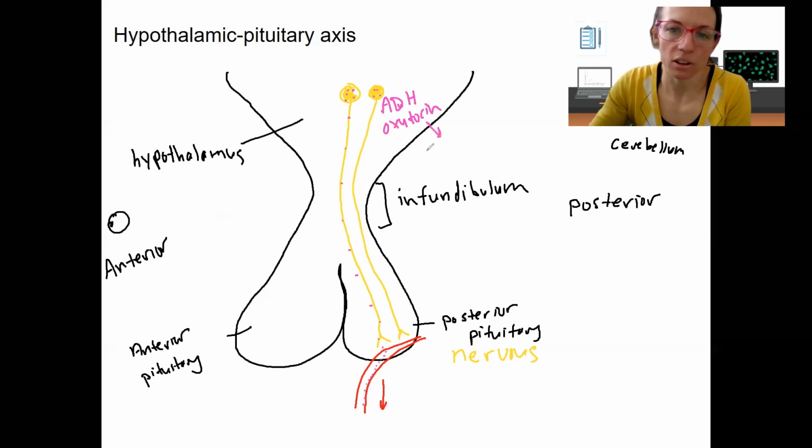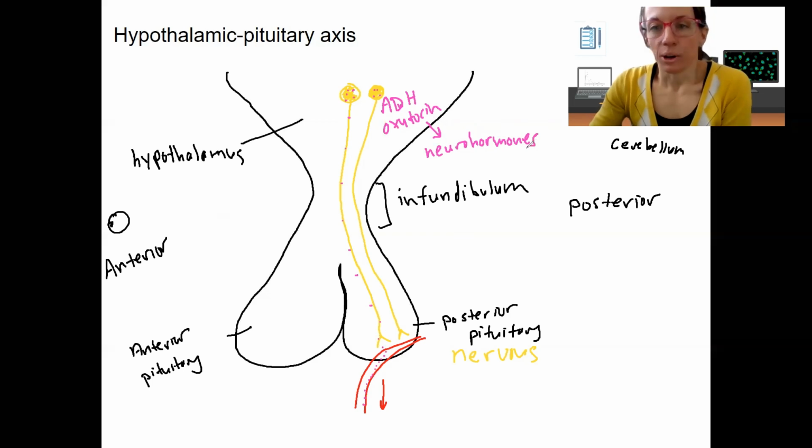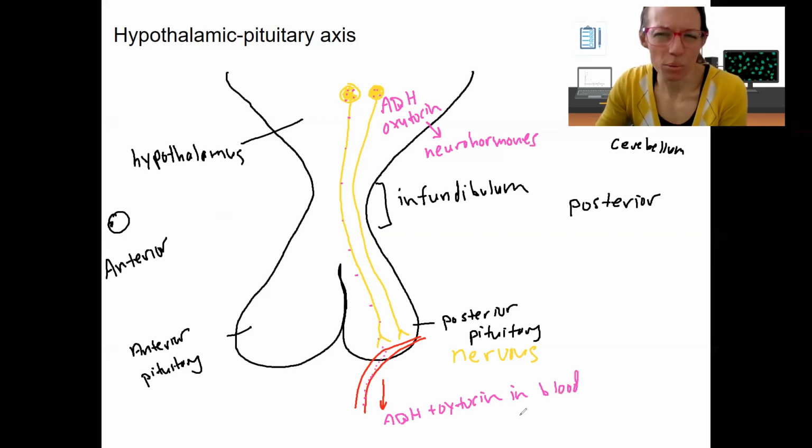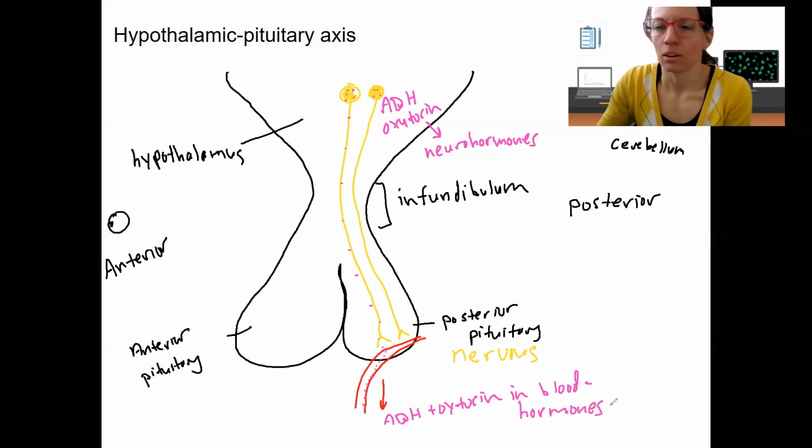So these two things are neurohormones. I'm not going to be picky. Once they're in the bloodstream, they're called hormones. So here there's ADH and oxytocin traveling in the blood, right? Yes, they're neurohormones, but they're also hormones. Whatever. They were produced in a neuron. You don't want to call them neurotransmitters. They're not.